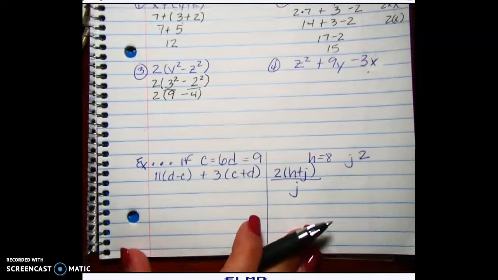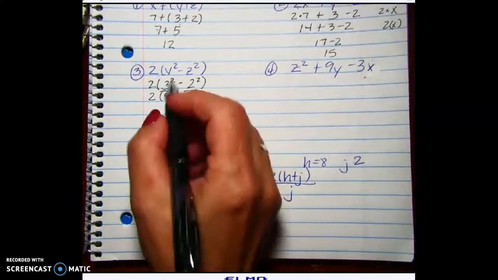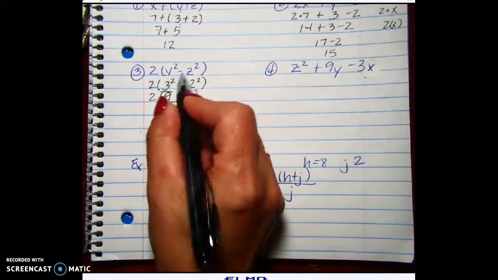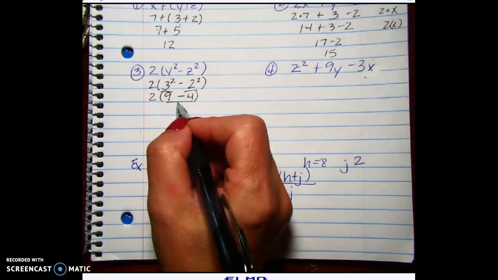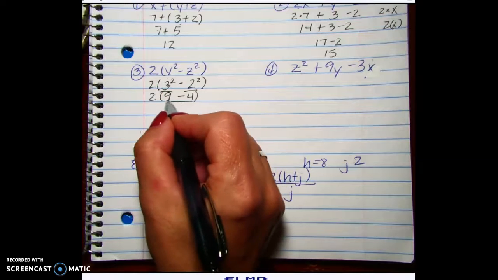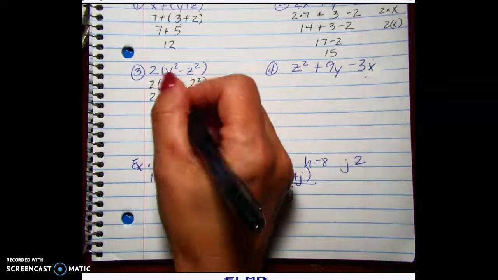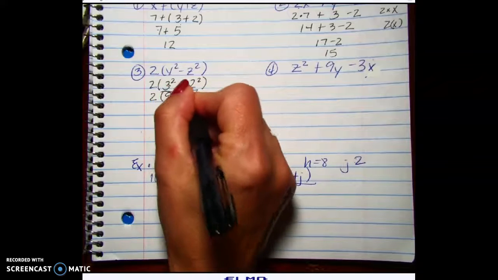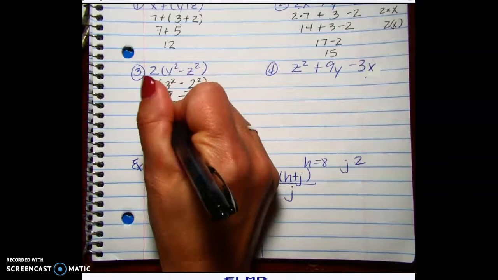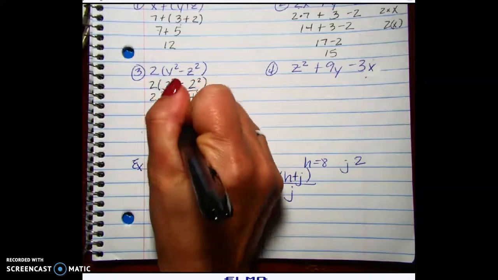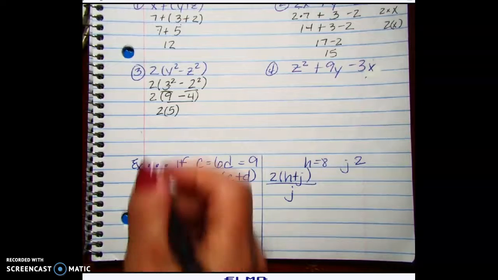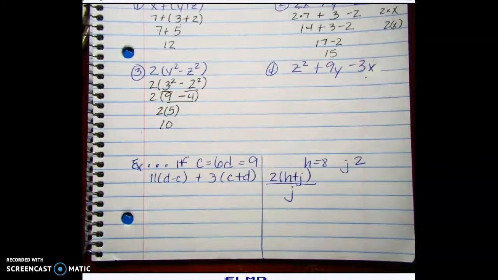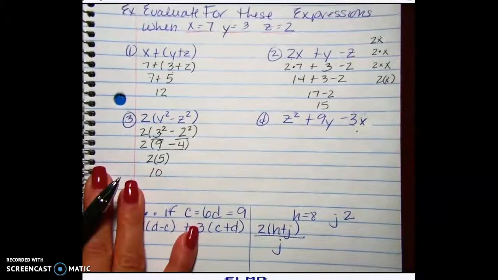I continue on in the same fashion. I go back to parentheses because I've solved those exponents in parentheses. So what is 9 minus 4? Sorry, I got ahead of myself. It's 5. Now, look, I can still write it like that because that means multiply. And I end up with 10. Okay, let's go to this next one.